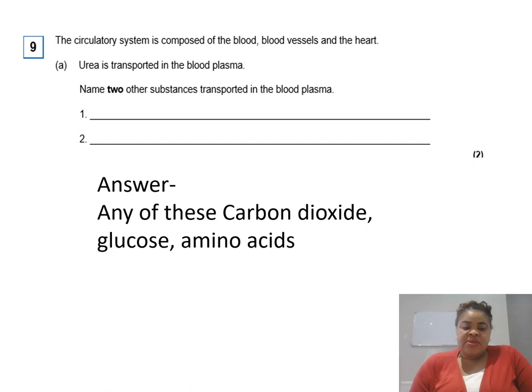The circulatory system is composed of the blood vessels and heart. So they tell you here what is carried in the plasma. You need to mention 2 others. So it could be any of carbon dioxide, glucose, or amino acids.